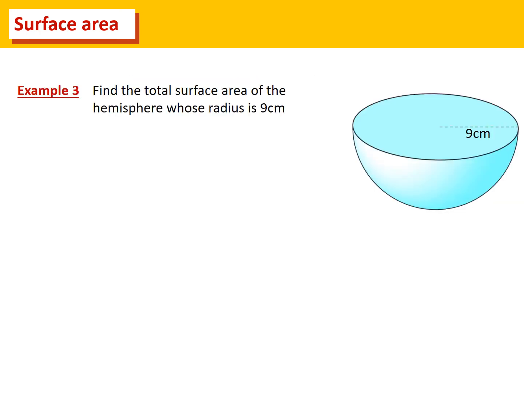Here in example 3, we want the total surface area of the hemisphere. A hemisphere, as you can see, is half a sphere. First of all, we've got the curved surface area, and that's shown by the yellow area in the diagram. And that's just half the sphere. So the sphere would be 4 times pi times r squared, and we want half of that.